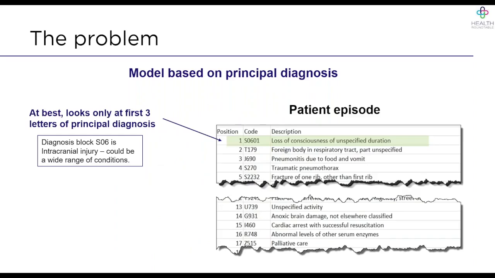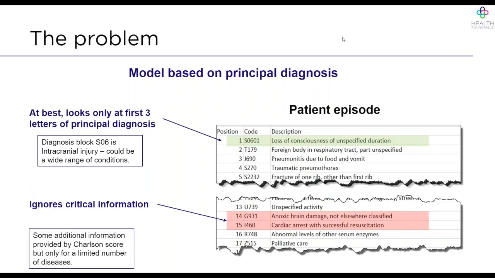Well, at best these models look only at the first 3 letters of the principal diagnosis. In this case, that would be S06 in ICD-10 codes, which is intracranial injury. This could be a wide range of conditions and certainly doesn't give us as much information as the full 5-letter code. But even more importantly, these models ignore critical information which could be used to make a better prediction of the probability of death for this patient.